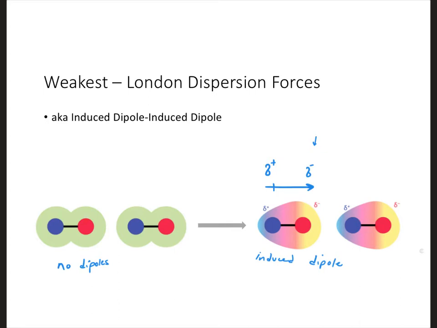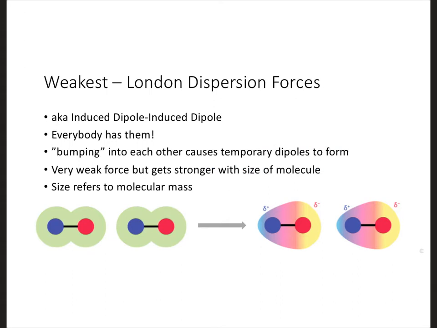This is the weakest of interactions, because it's not happening all the time. London dispersion forces exist between all molecules. So this is the weakest, and everybody gets it.